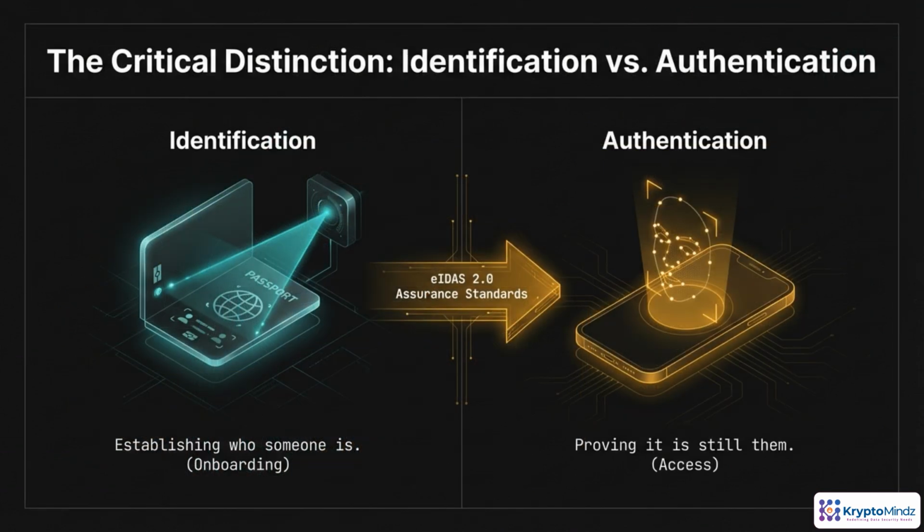A lot of confusion around eIDAS 2.0 comes from mixing up identification and authentication. Identification is the onboarding step, establishing who a person is, usually once, using strong evidence such as government ID and checks against authoritative sources. Authentication comes later, often many times a day. It answers a different question. Is this still the same person we identified earlier right now for this transaction? eIDAS 2.0 assurance standards sit across both steps, defining how strong each one must be for different levels of risk.